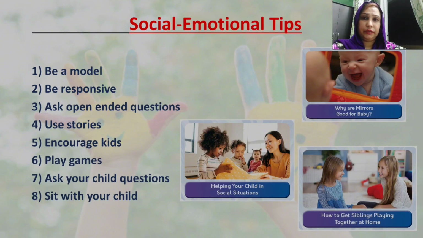Sit with your child when using a screen and make it like a social activity. For example, you can ask questions, or play or take turns for games. So these were some of the social and emotional tips which you can use at home to help your child's social and emotional development.